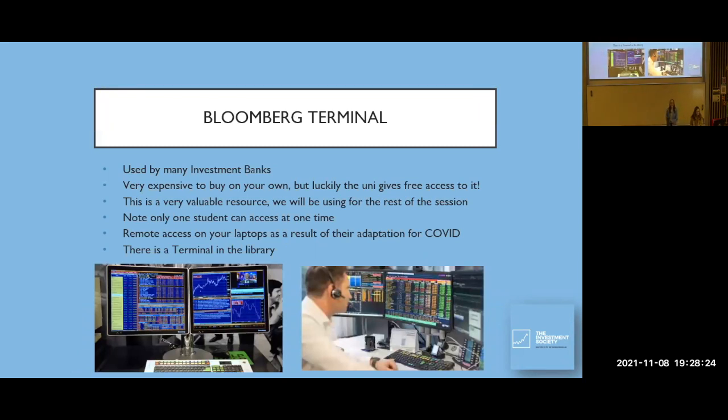Okay, so the Bloomberg Terminal. This is normally very, very expensive, and a lot of big companies have this. However, luckily for us, the university actually has access to this, and so we can all have access to it as well. Although it's important to note that only one person can be accessing this at one particular time. So, for example, if I was accessing it at one time, then no one else would be able to, but it works out that you can use it whenever you need it, really.